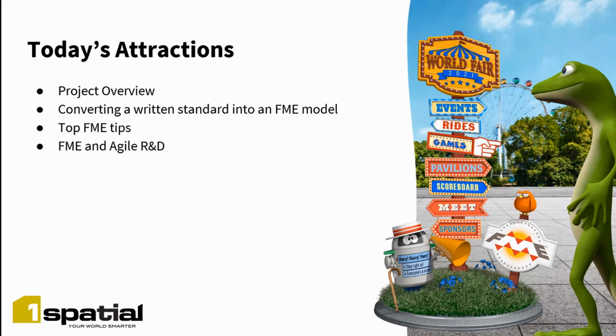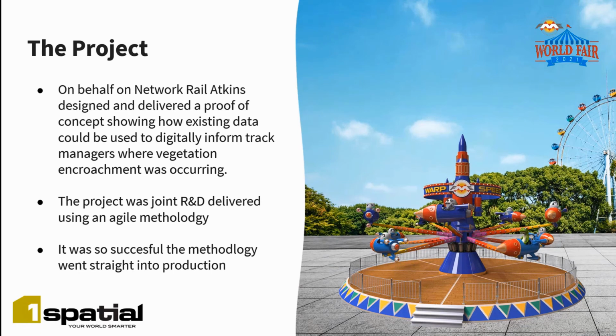So on behalf of Network Rail, Atkins were commissioned to deliver a proof of concept to R&D, showing how existing data could be used to digitally inform track managers where vegetation is encroaching on the rail line. It's joint R&D, so Atkins were working on behalf of Network Rail, and you'll notice throughout this there's quite a lot of areas where I'm not able to give you large amounts of detail. Network Rail owned the IP for this.